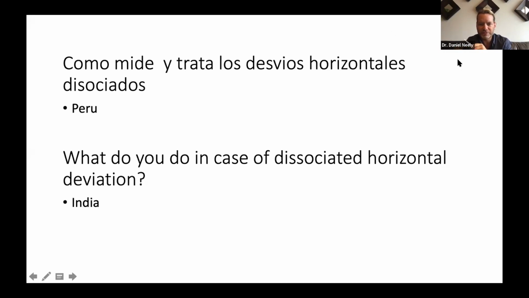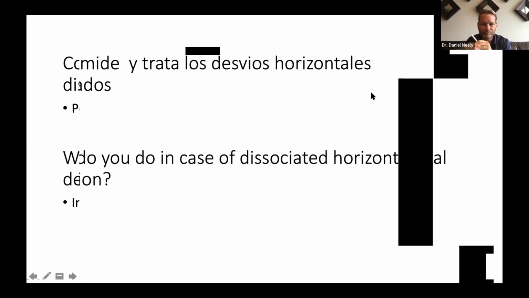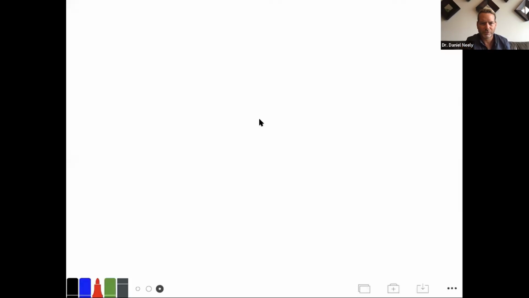Yeah, so we definitely see dissociated horizontal deviation less commonly than we do dissociated vertical deviation, but the concept of the treatment is somewhat the same. Let me go to the whiteboard for this discussion because the management's a little bit different. I just lost my connection here. Here it comes. All right.